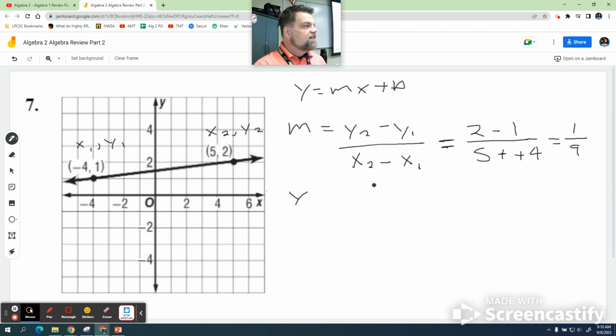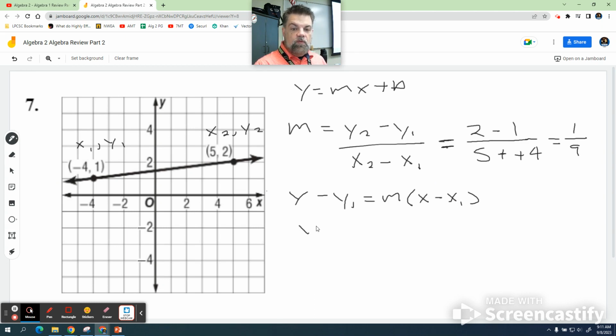Y minus y sub 1. We got to remember that. Equals m multiplied by x minus x sub 1. X sub 1. Now I said it real fast. The sub means subscript. That little 1 is what we call subscript. So that's why Mr. Adams says x sub 1.